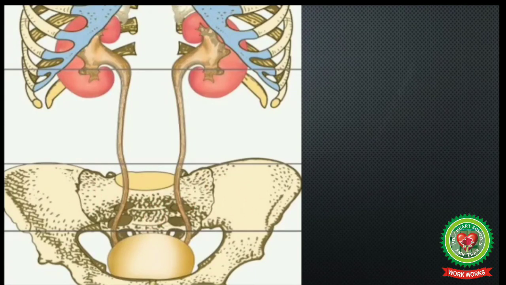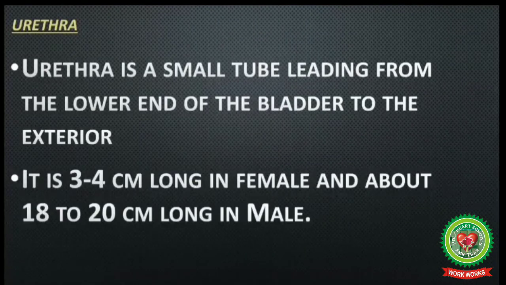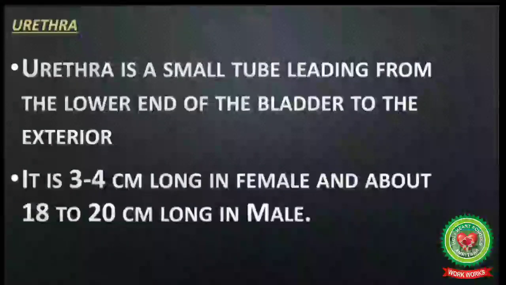Next we are going to talk about urethra. Urethra is a small tube leading from the lower end of the bladder to the exterior, and it is about 3 to 4 centimeters long in female and about 18 to 20 centimeters long in male.